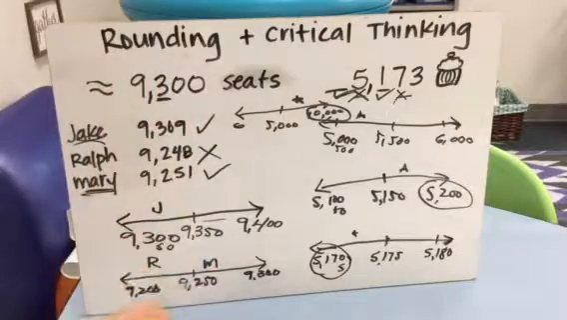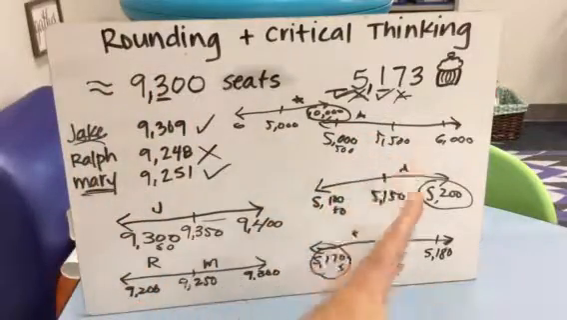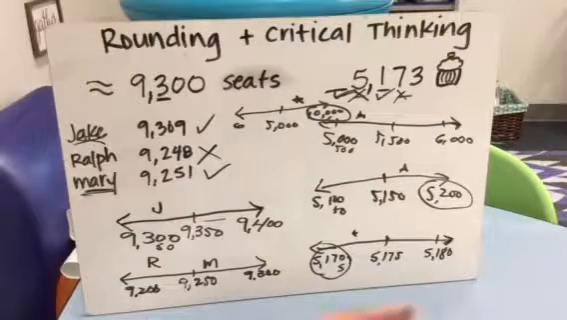So these 2 scenarios help us with critical thinking and rounding. Some of it is thinking backwards. Some of it is us making good judgments and good decisions using our rounding. So use these ideas when you're working with rounding and critical thinking.